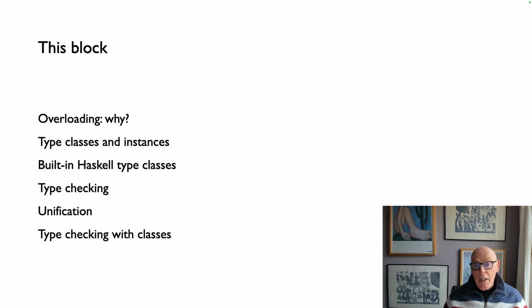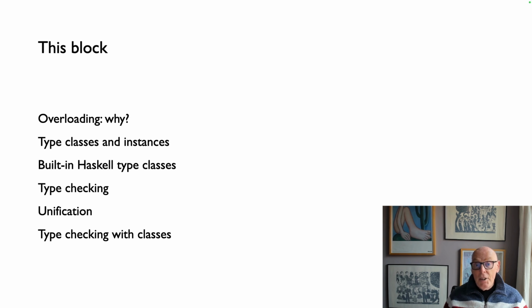And once we've done all that, I want to talk about type checking, how we ensure that the programs we write have an appropriate type, and how we can deduce types without actually writing them down for functions. So I'll talk about that in the context of monomorphic, but also polymorphic types. And that brings us to the topic of unification. And finally, we'll look at how this all ties together with type checking when we're involving type classes.